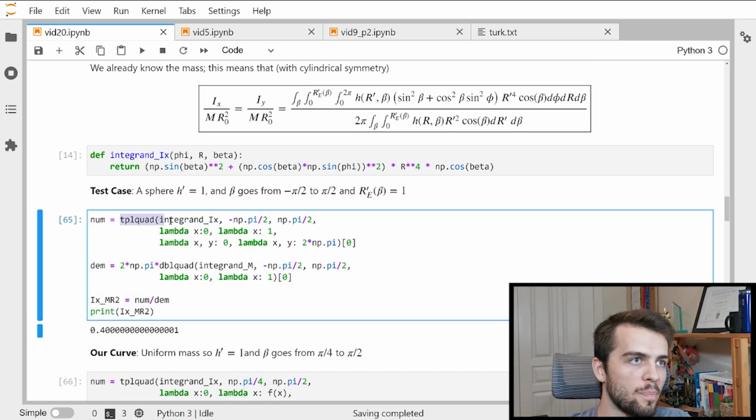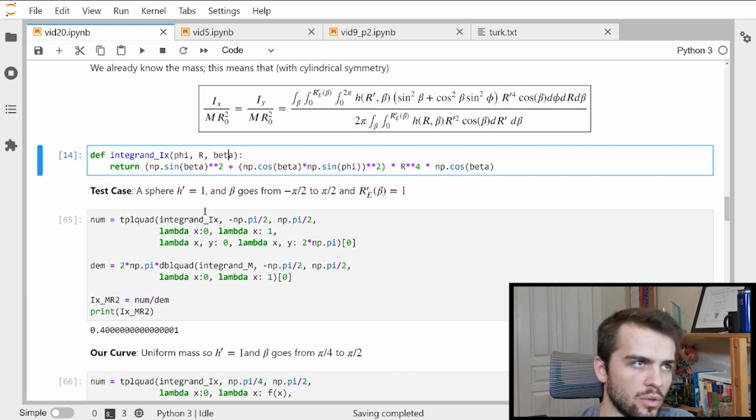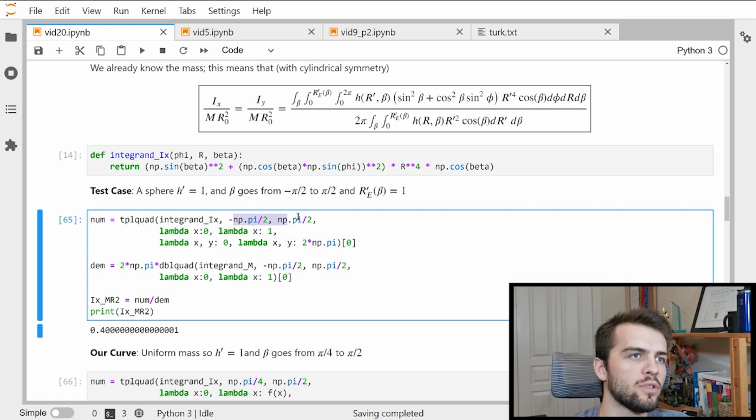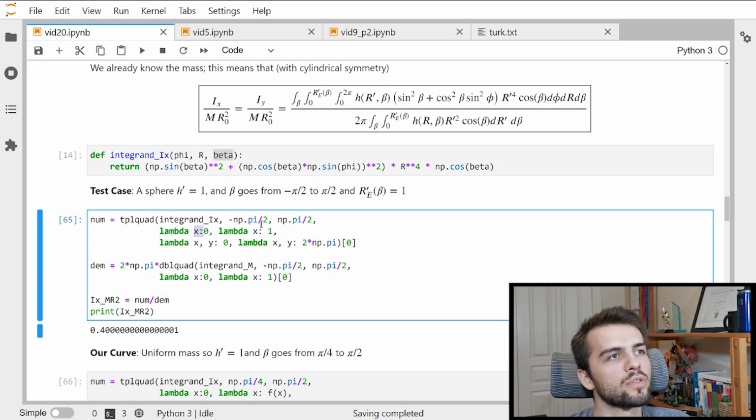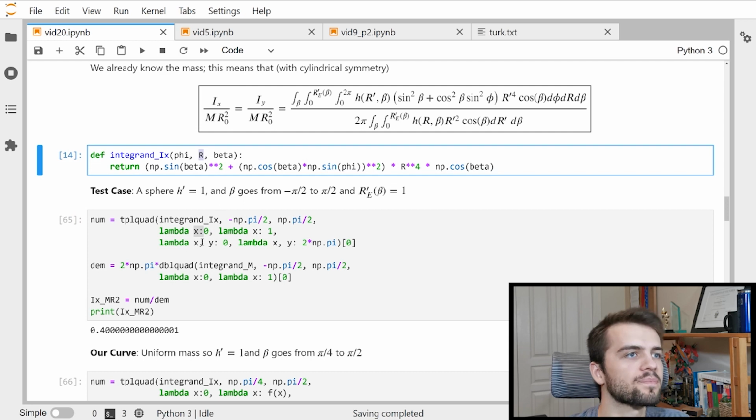So my numerator is a triple integral. This is the integrand, of course. So like the first case, negative pi over 2 to pi over 2 corresponds to the last argument beta here. Then r goes from 0 to 1. It's just a sphere of radius 1. Or that's the unit length, because remember, r naught is the characteristic length here.